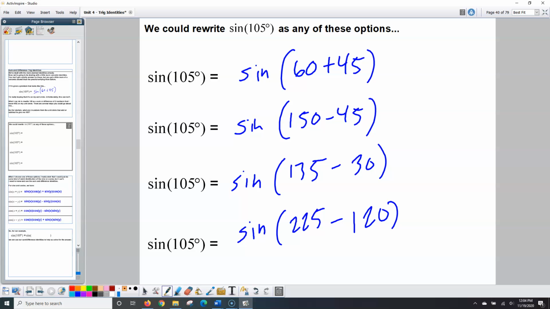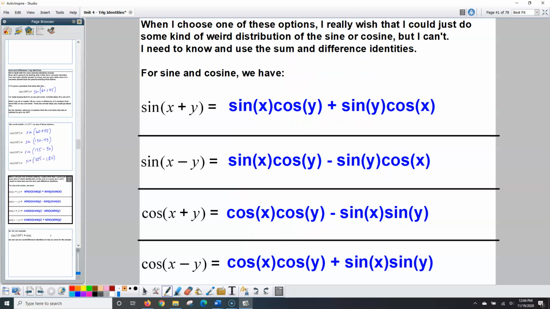We're going to show you what we need to do with that later on, but that's the first step. You've got to write down two things that add or subtract to give you the 105. Next is knowing these formulas. These are blanks in your notes. You need to copy these down. These are the formulas we're going to use here in a second. You're going to need to have these memorized.